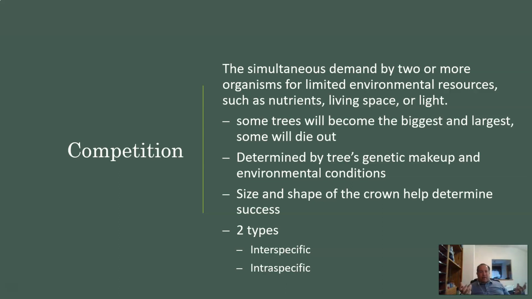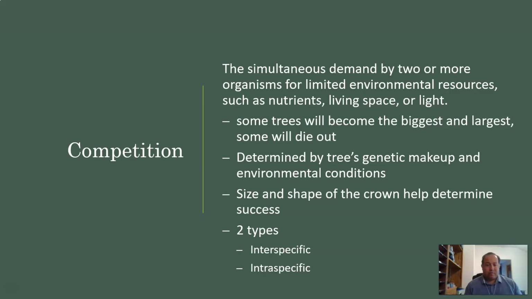So now we kind of understand the basics of our tree, but now we know that we have all these trees together in a forest. And so because we have all these trees together, they're going to compete. Some of them are going to compete a lot harder. Some of them are going to wait and bide their time and compete later. But there's going to be competition. And so let's define competition and let's understand what competition is. Competition is the simultaneous demand by 2 or more organisms for limited environmental resources such as nutrients, living space, or light. And light becomes the really important one for trees, but nutrients and living space are also definitely important.